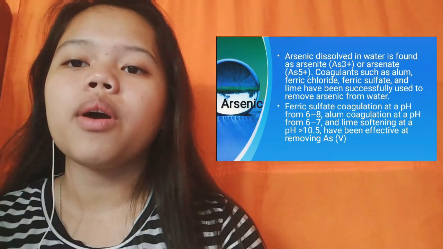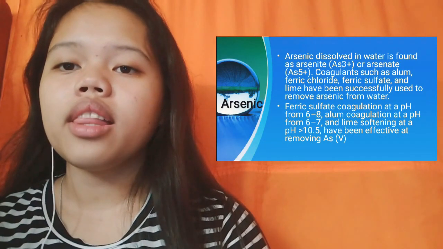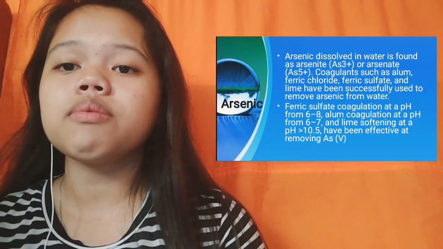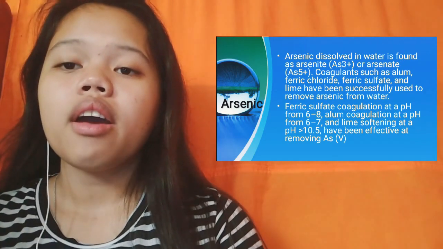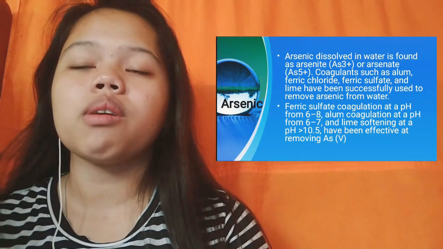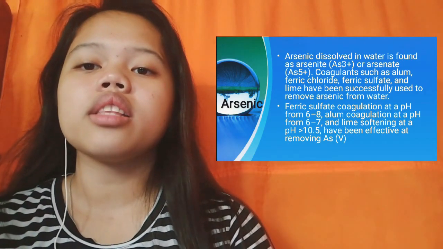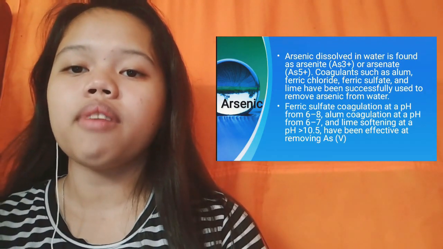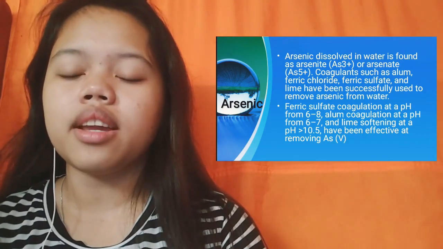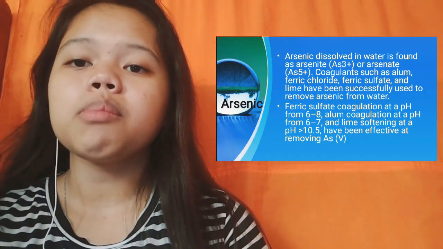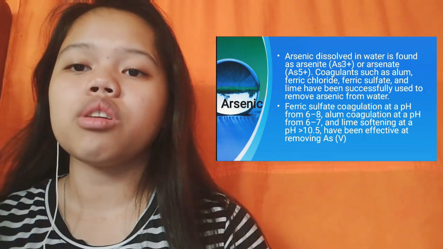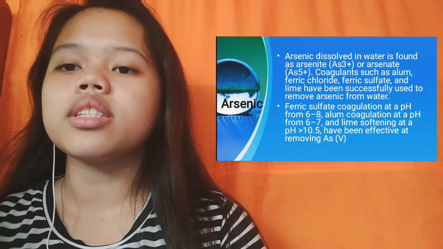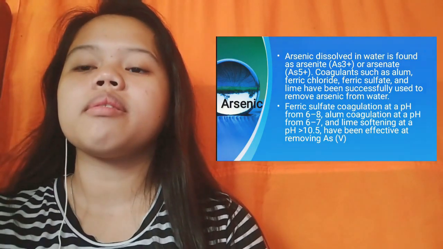Arsenic dissolved in water is found as arsenite or arsenate. Coagulants such as alum, ferric chloride, ferric sulfate, and lime have been successfully used to remove arsenic from water. Ferric sulfate coagulation at a pH from 6 to 8, alum coagulation at a pH from 6 to 7, and lime softening at a pH greater than 10.5 have been effective at removing arsenate. However, arsenic must be in the form of arsenate for coagulation to be effective. If in the form of arsenite, first it must be oxidized to arsenate by adding chlorine or permanganate.